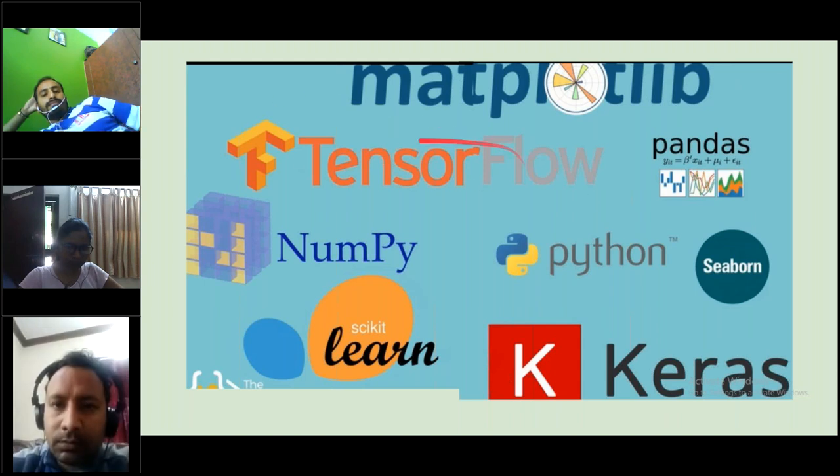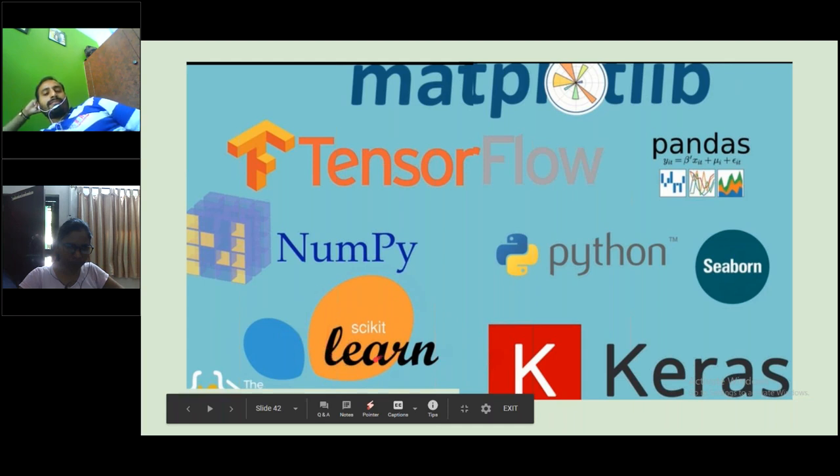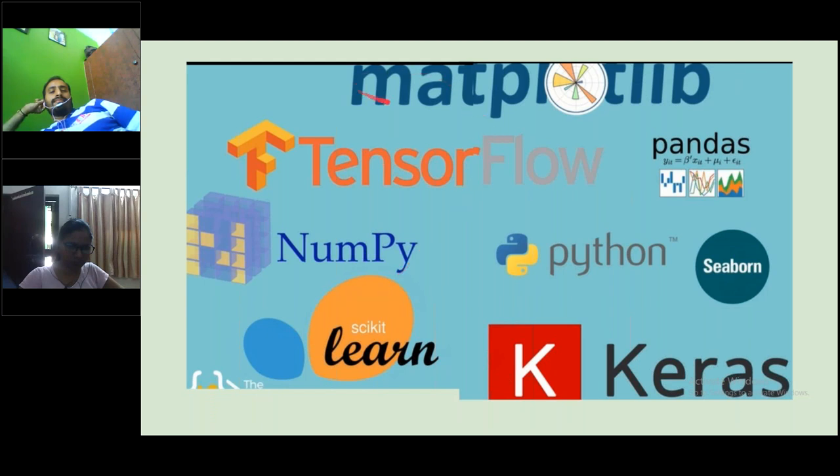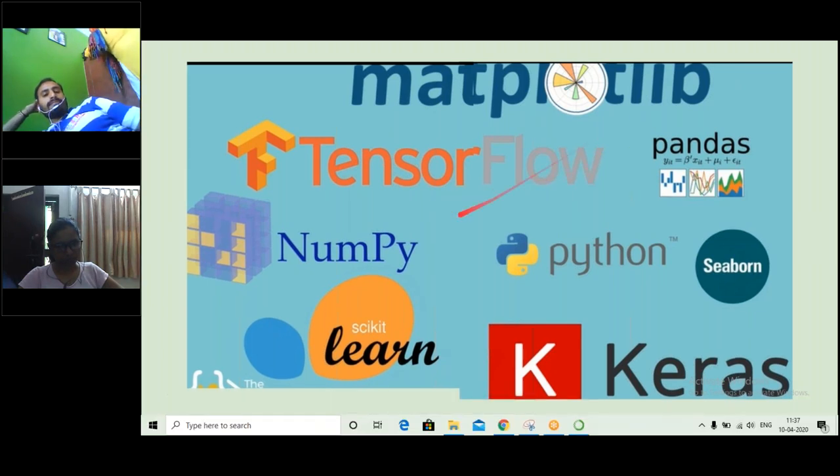Then we will also try to see TensorFlow, Keras, which is used for deep learning. We'll also try to see scikit-learn, which is a library used for machine learning models. And we'll also try to see matplotlib, which is used for visualization. So you might be thinking, what is this library and what are these different symbols or icons that I'm able to see? So what is a library?